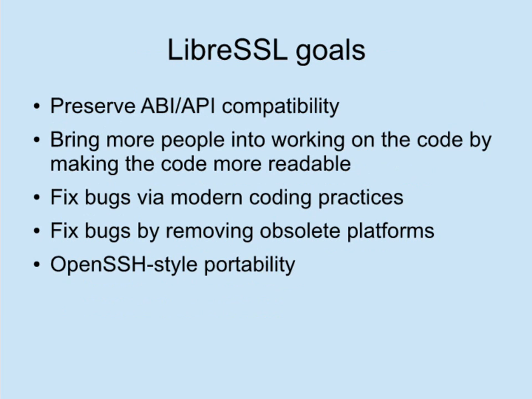LibreSSL is a fork of OpenSSL. Their goals are to preserve ABI and API compatibility as much as humanly possible. They want to bring more people into working on the code by making the code more readable. They want to use modern coding practices. Code has changed a bit since the days of 16-bit Windows, and today's programmers are often totally unfamiliar with how code was written 20 years ago. They also intend to do OpenSSH-style portability.